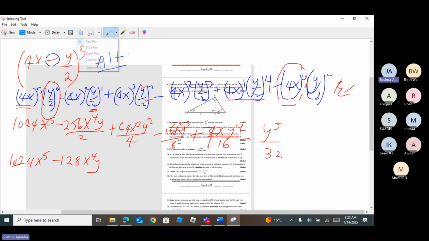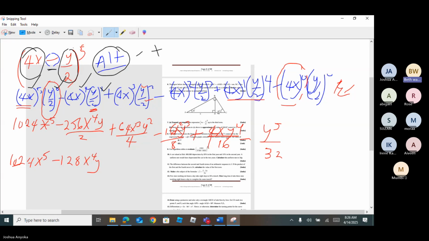Okay, let's get back at this stage. We have 2 terms, 4x and y over 2. Then we said take note of the negative. So the negative and the positive are going to alternate. So we expand without coefficients. 4x to power 5, y over 2 power 0. 4x power 4, y over 2 power 1. That one is normal, Beth. Are we in agreement? Yes.